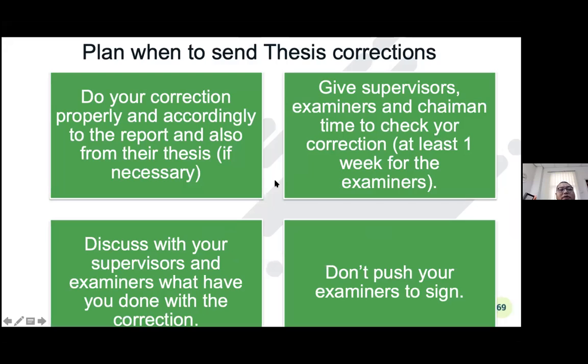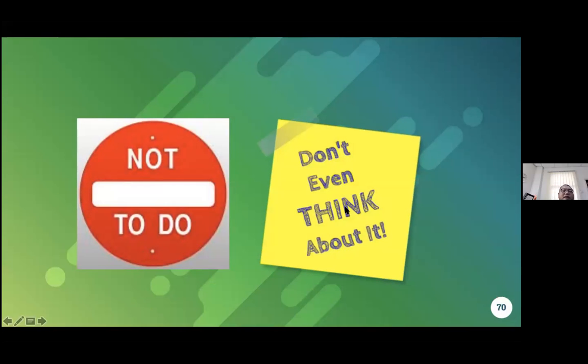So plan right, do your corrections properly, and coordinate the report. Give your supervisor and examiner time to check, at least 1 week for the examiner. Discuss with your supervisors and examiners, and don't push your examiners to sign. This one is very important. Don't push your examiners to sign. Some examiners get very annoyed about these things. The more you push them, the angrier they get and the more reluctant they are to sign.